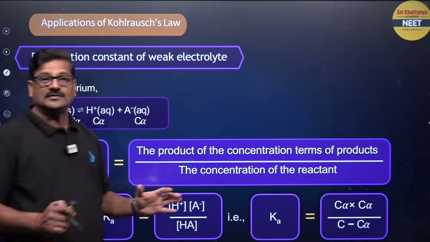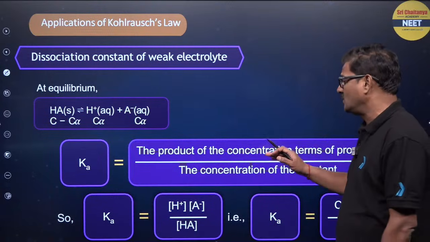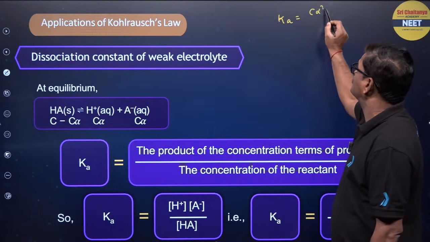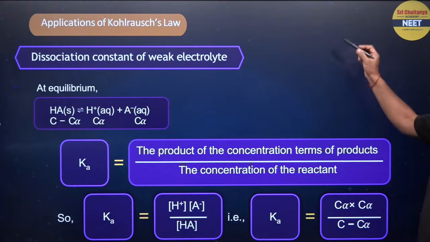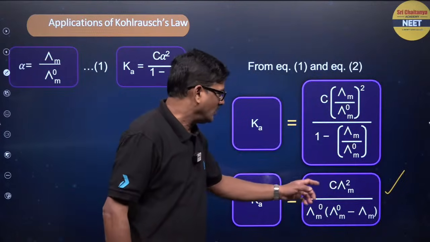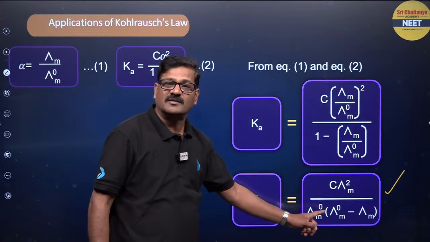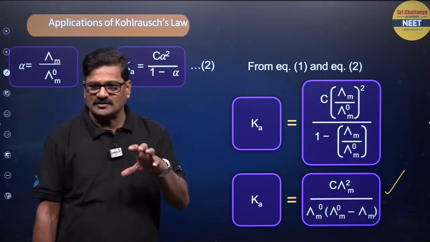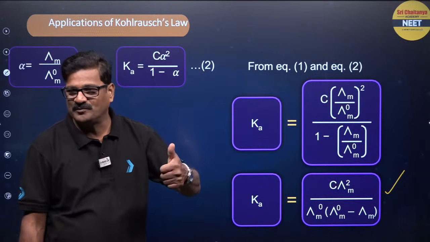Based on this we can calculate Ka. According to Ostwald's law, Ka is equal to C alpha square by 1 minus alpha. You can directly put that. When you get the alpha value, you directly get this formula: Ka equals C times molar conductivity square upon limiting molar conductivity times the limiting molar conductivity minus molar conductivity. Based on that, you may not have questions with emphasis, but it is required. Fine. Any doubt?